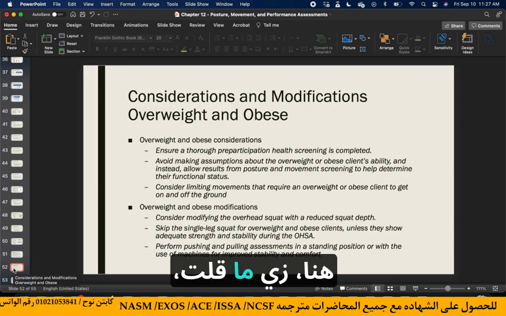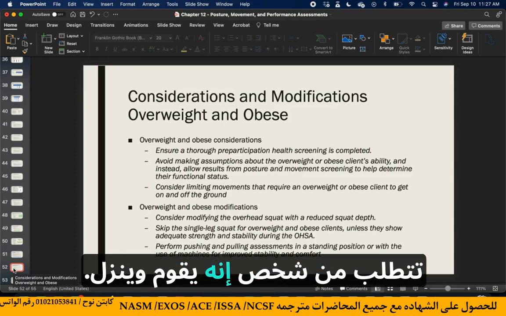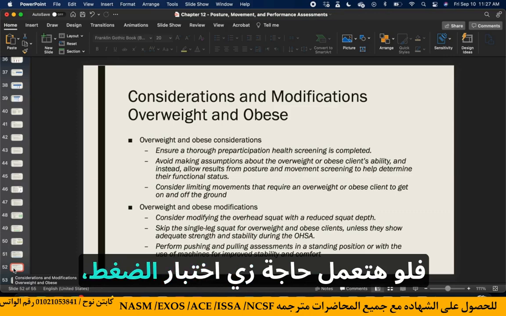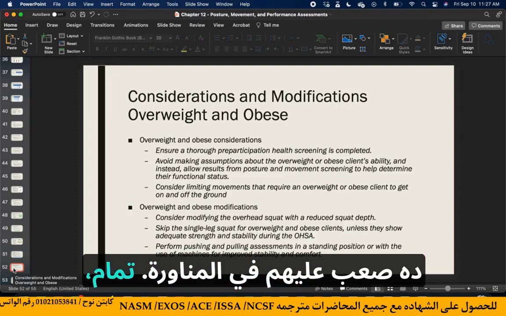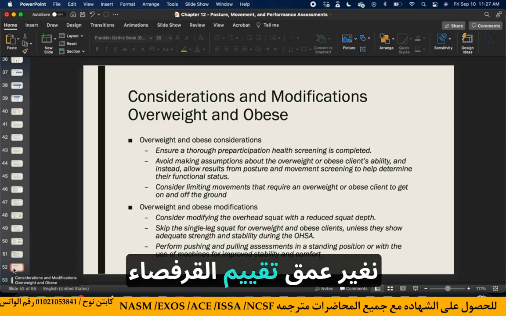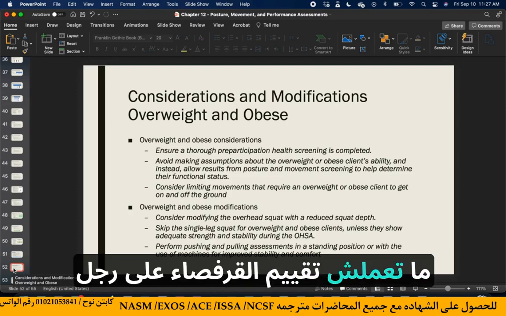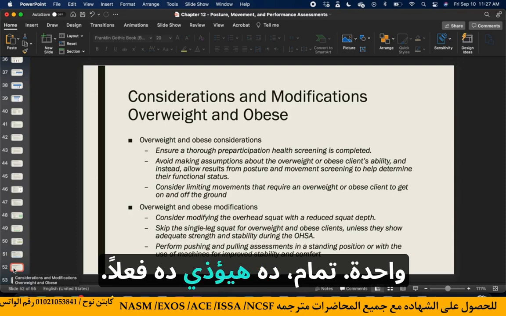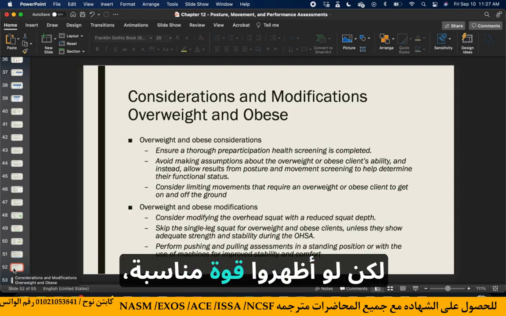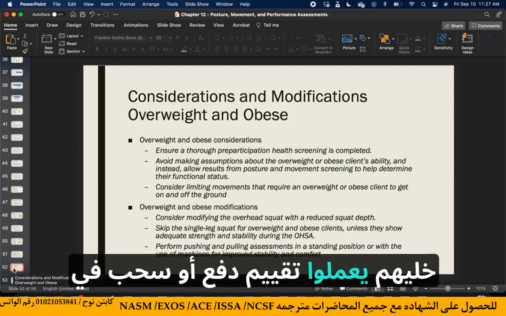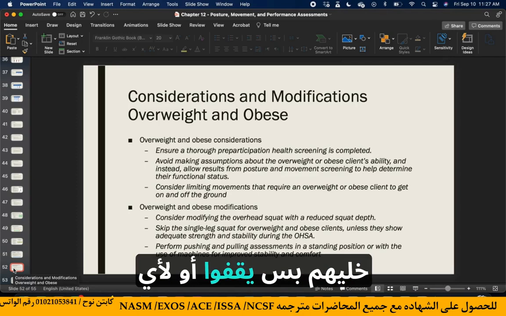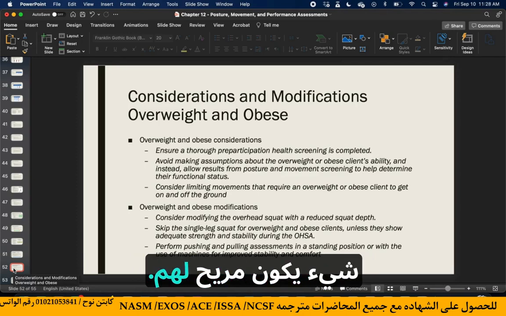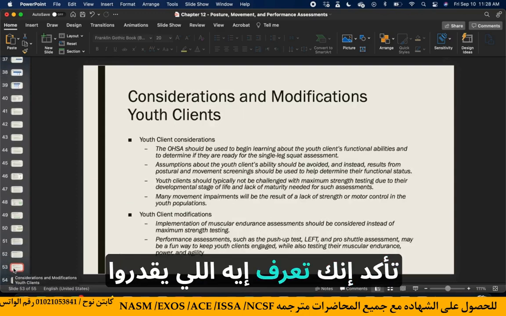And then really the main thing here, like I said, is consider limiting movements that require someone to get up and down. So if you're going to do something like a push-up test, you don't want to keep following that up with an up and then a down because it's hard for them to maneuver. So how do we modify? Change up the depth of their overhead squat assessment. Don't do the single leg squat assessment. That's really going to hurt. But if they show proper strength, then let them try it. Have them do a pushing or pulling assessment in a 2-foot stance versus a staggered stance. Have them just stand for whatever's more comfortable for them. But again, don't assume. Make sure that you know what they can do.